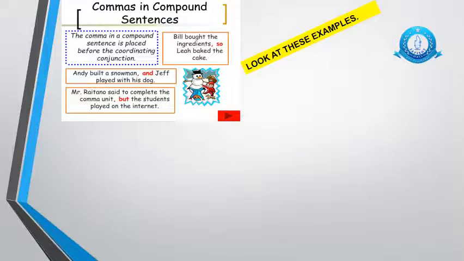So let's have a look at some more examples of how we use commas when we're using conjunctions in our sentences. Now in the compound sentence, the comma is placed before the coordinating conjunction. So have a look at the examples. Andy built a snowman, comma, and Jeff played with his dog. Again, if you split the sentence in half, both sentences are complete. They are a full thought, okay? They are fully complete, you don't need anything else.